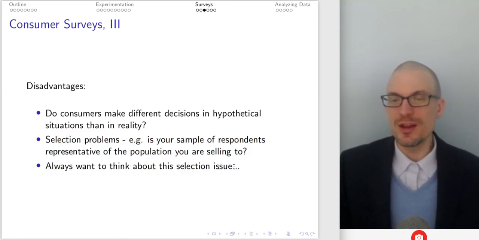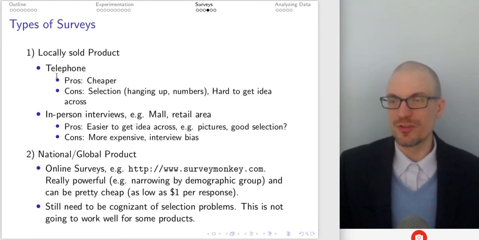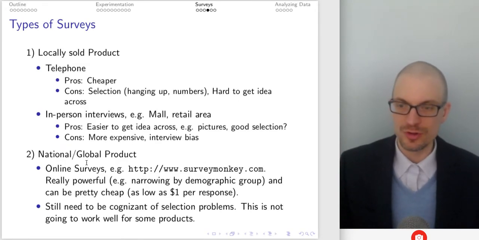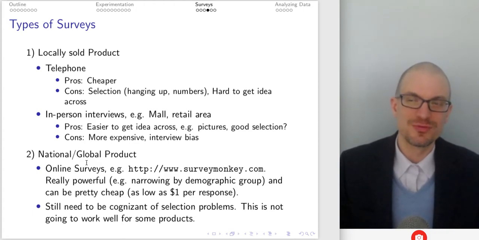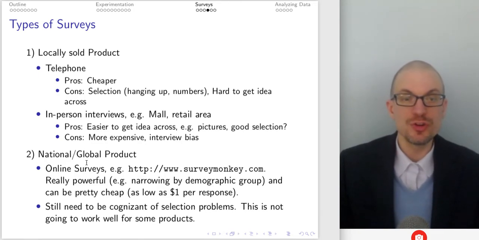And there's related issues. So I'll talk about a lot of different types of surveys. Telephone, in-person, national, global product will have online surveys. Probably you'd want to do online surveys for most products. I would think that's probably going to be the most efficient, and it's going to be probably the easiest to work with that data. You could do mailings.